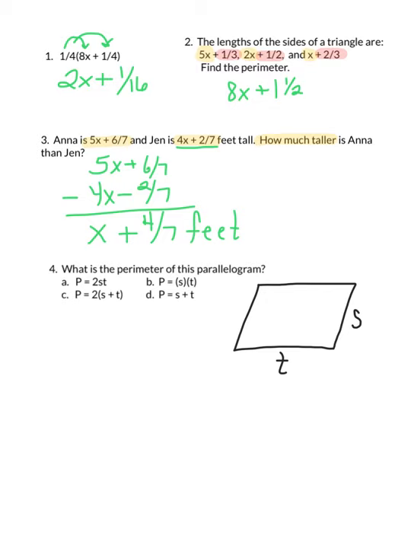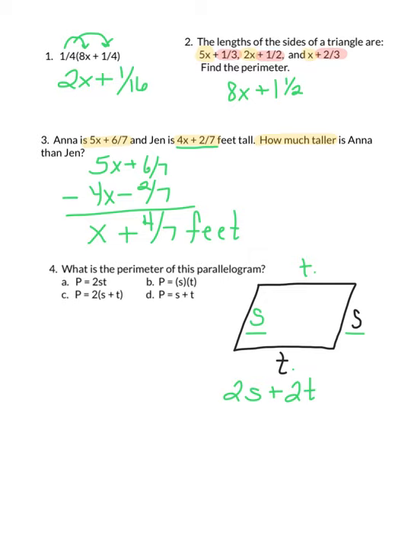So I notice that if one side is S, then the other side must be S. If the bottom is T, then the top must be T. So let me start by adding up my S's. S plus S is 2S, plus T plus T is 2T. So now let's find that answer here.